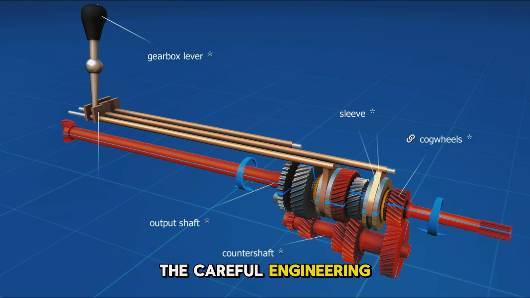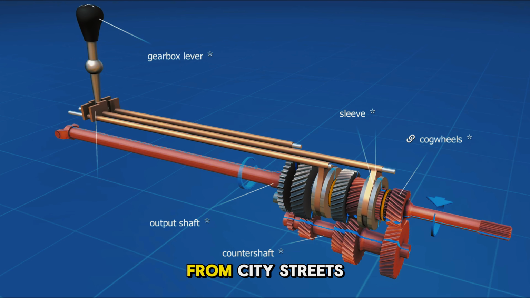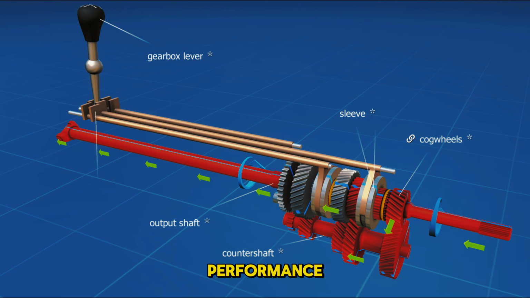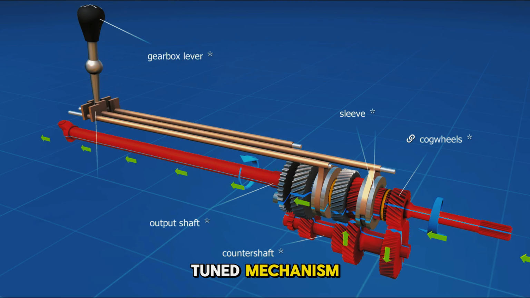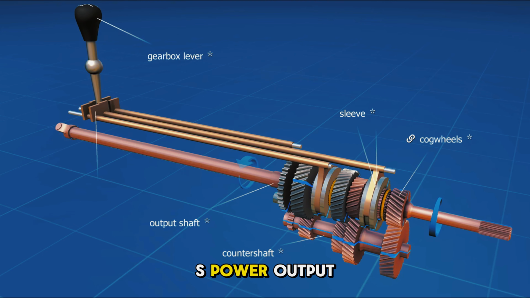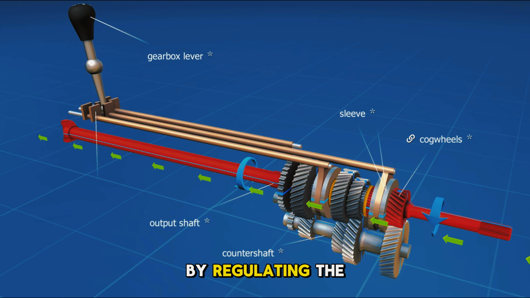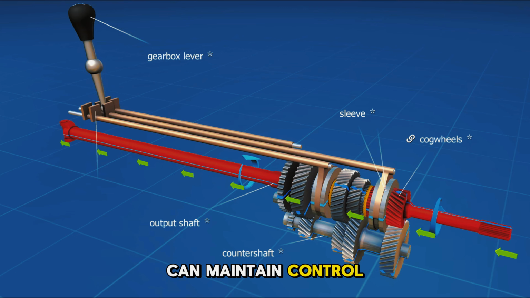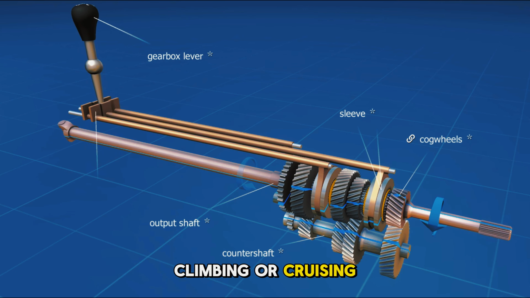The careful engineering of the transmission system allows drivers to navigate a wide range of conditions, from city streets to highways, while maintaining control over the vehicle's power and performance. In essence, the transmission system is a finely tuned mechanism that optimizes the engine's power output to match the demands of different driving conditions. By regulating the torque and speed through gear ratios, drivers can maintain control over the vehicle's performance, whether it's for acceleration, climbing, or cruising.